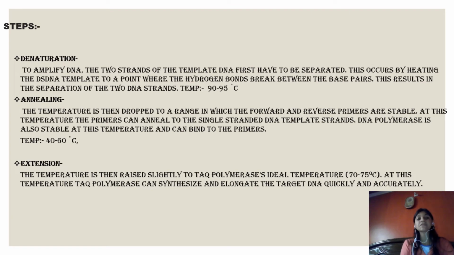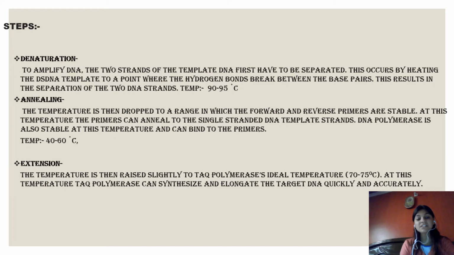Now the first step that comes in PCR is denaturation. The temperature required for denaturation is 90 to 95 degrees Celsius. Denaturation is basically this: we have the two strands of the DNA, and for the process of PCR, we need to separate them. We have to convert the double-stranded DNA into single-stranded DNA.